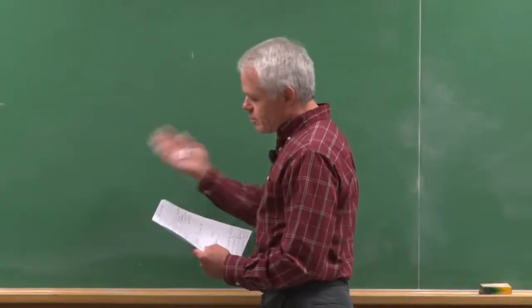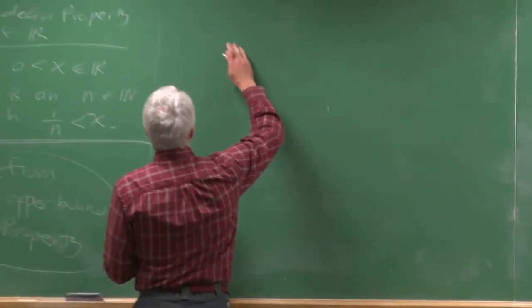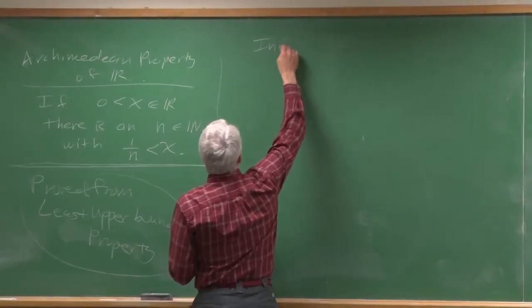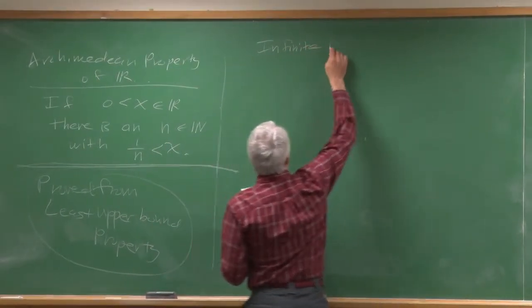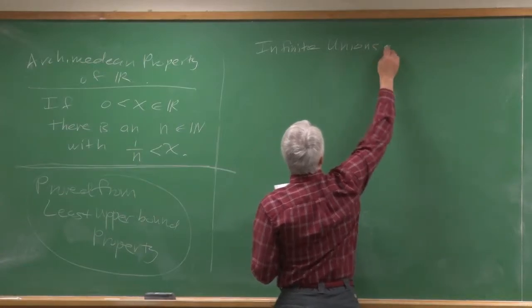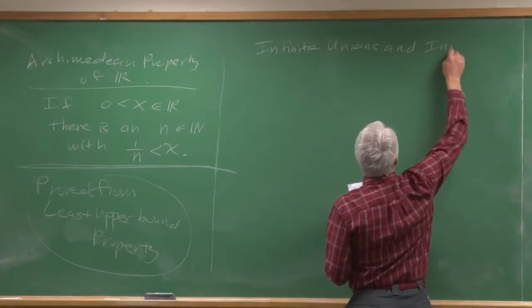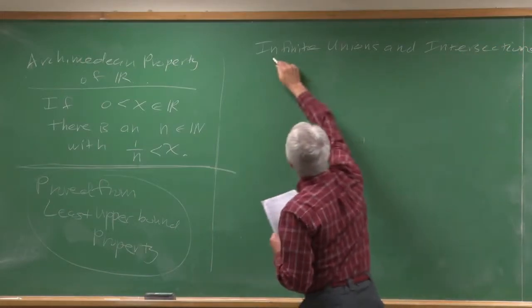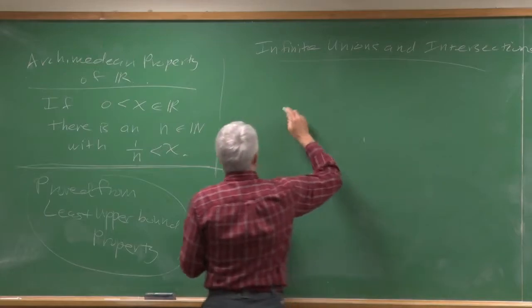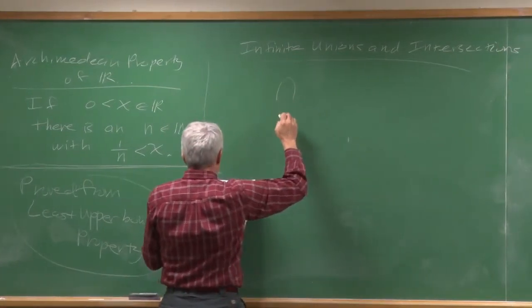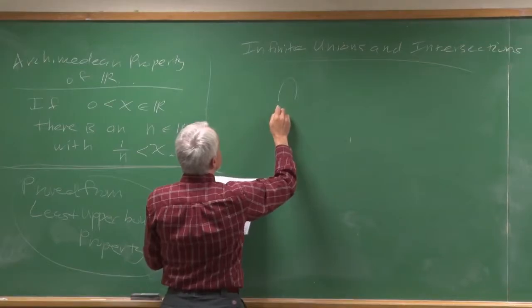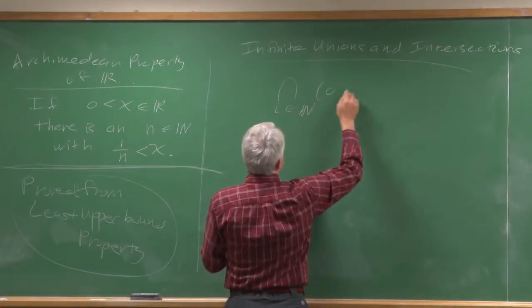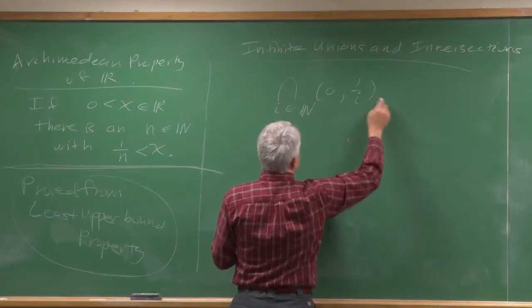Okay, so here's an example. So we're going to talk about infinite unions and intersections. Okay, so I'm just doing these problems that Professor Dupuis suggested. All right.